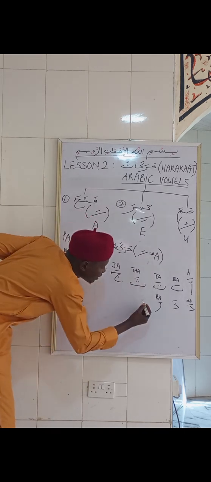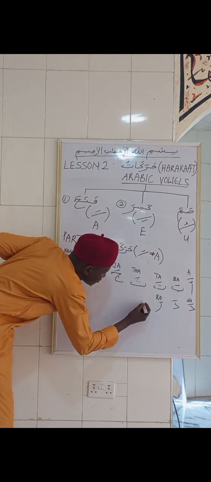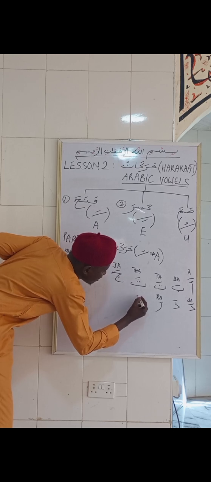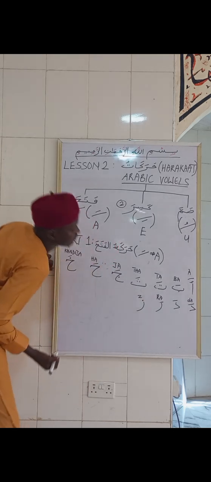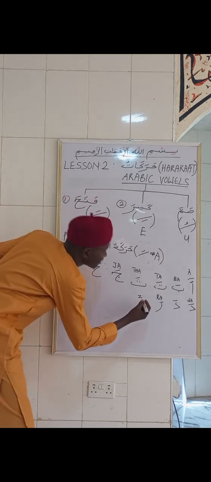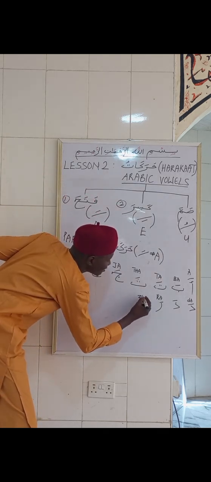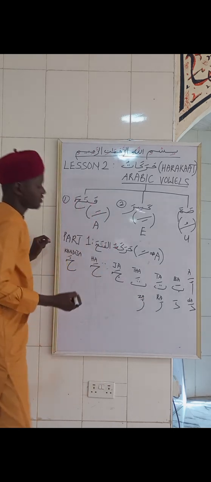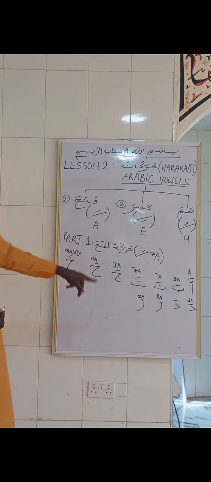So the next one is Zain. We say that one is Z. It's similar to Z in English. So if you attach Zain fatha A, it is what? Za.